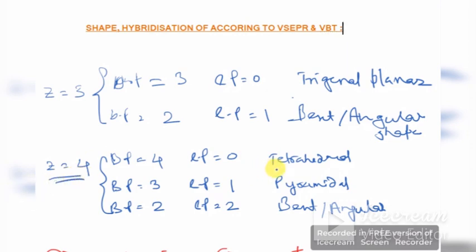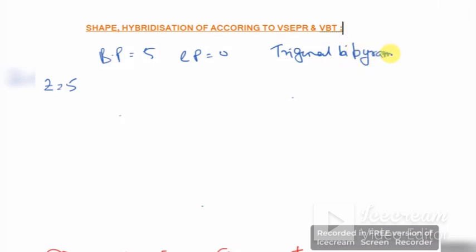I'm going to erase this portion first. You can take a screenshot also, or write it in your copy. For Z equal to 5, I'm quickly writing. Z equal to 5. If bond pair is 5 and lone pair is 0, then it is called trigonal bipyramidal. If bond pair is 4 and lone pair is 1, then the structure is called seesaw.